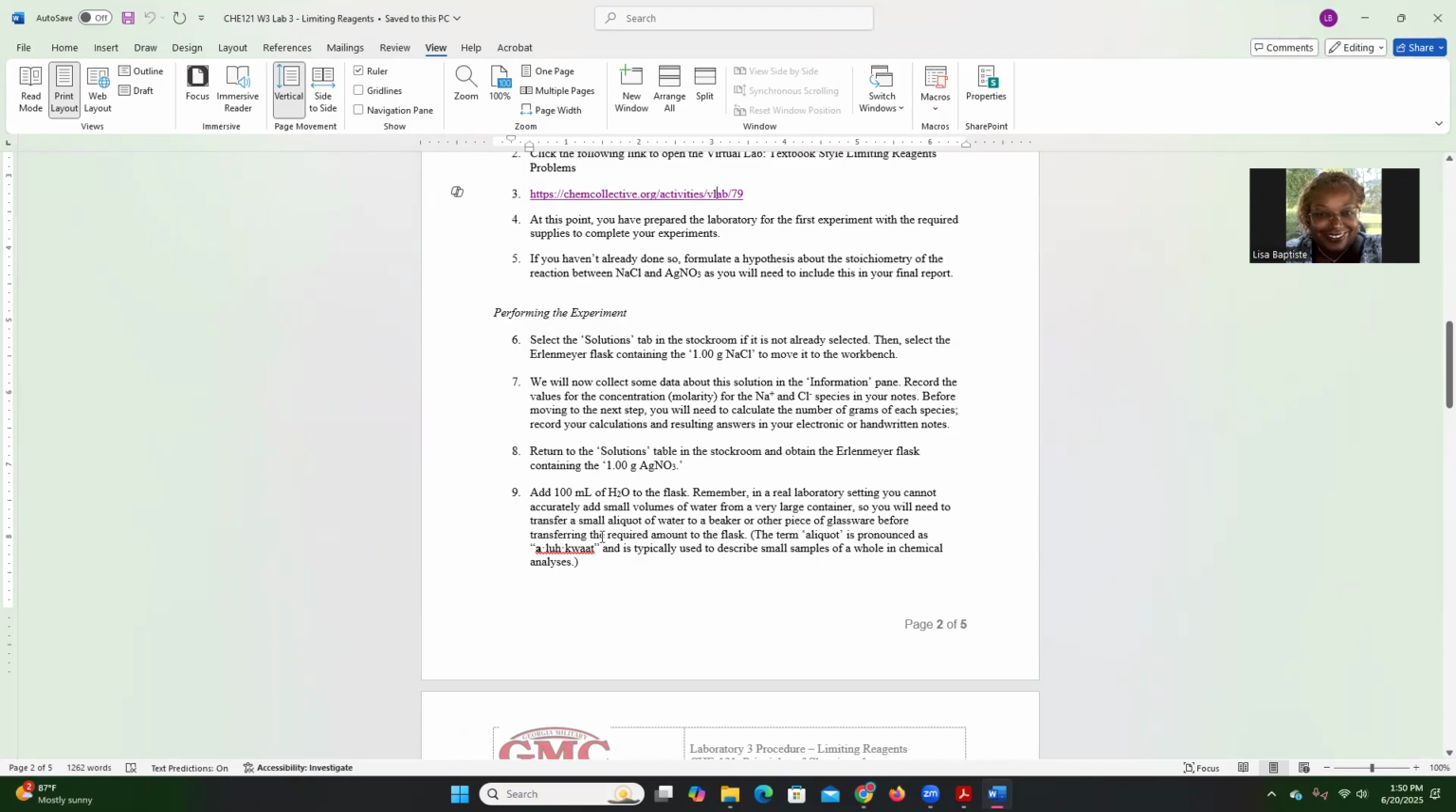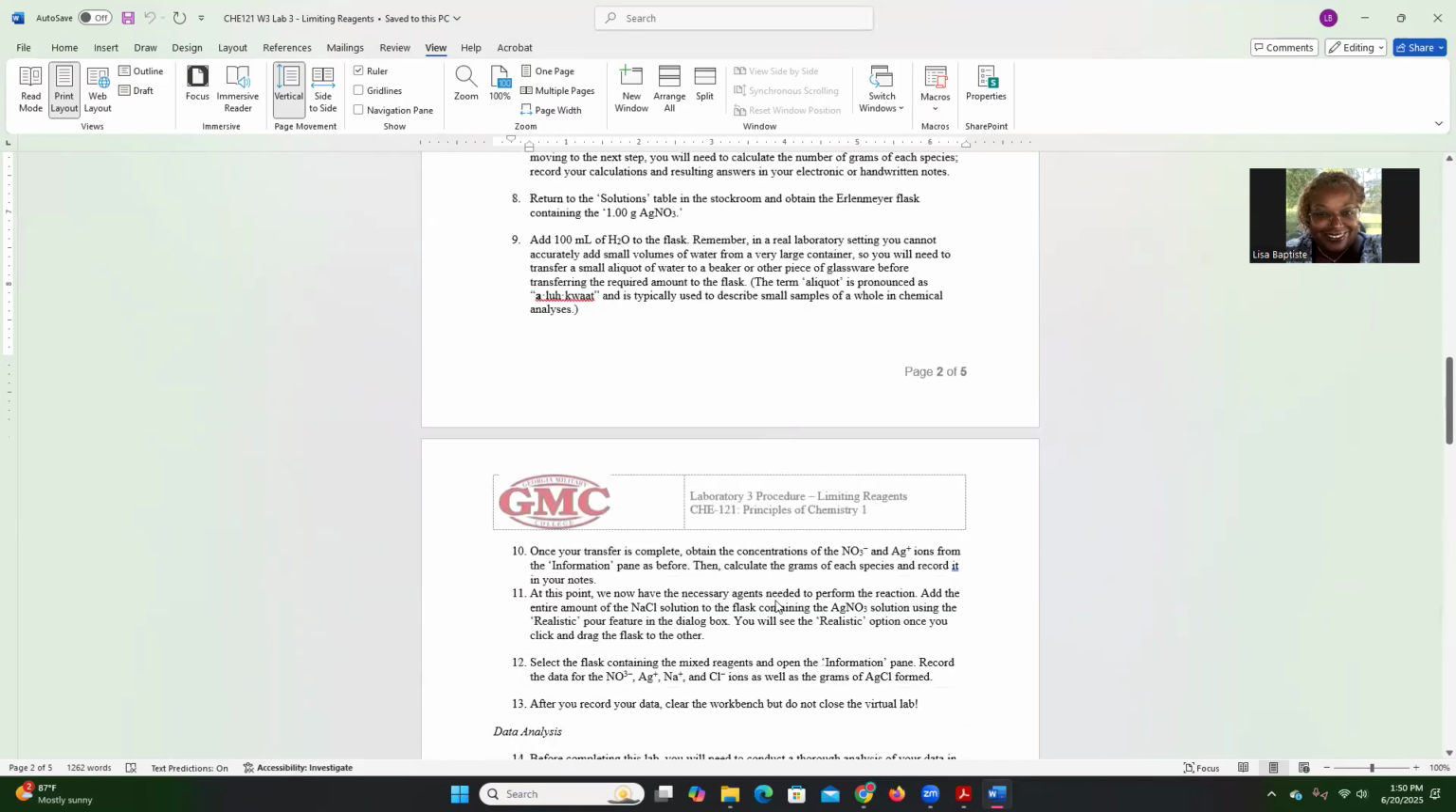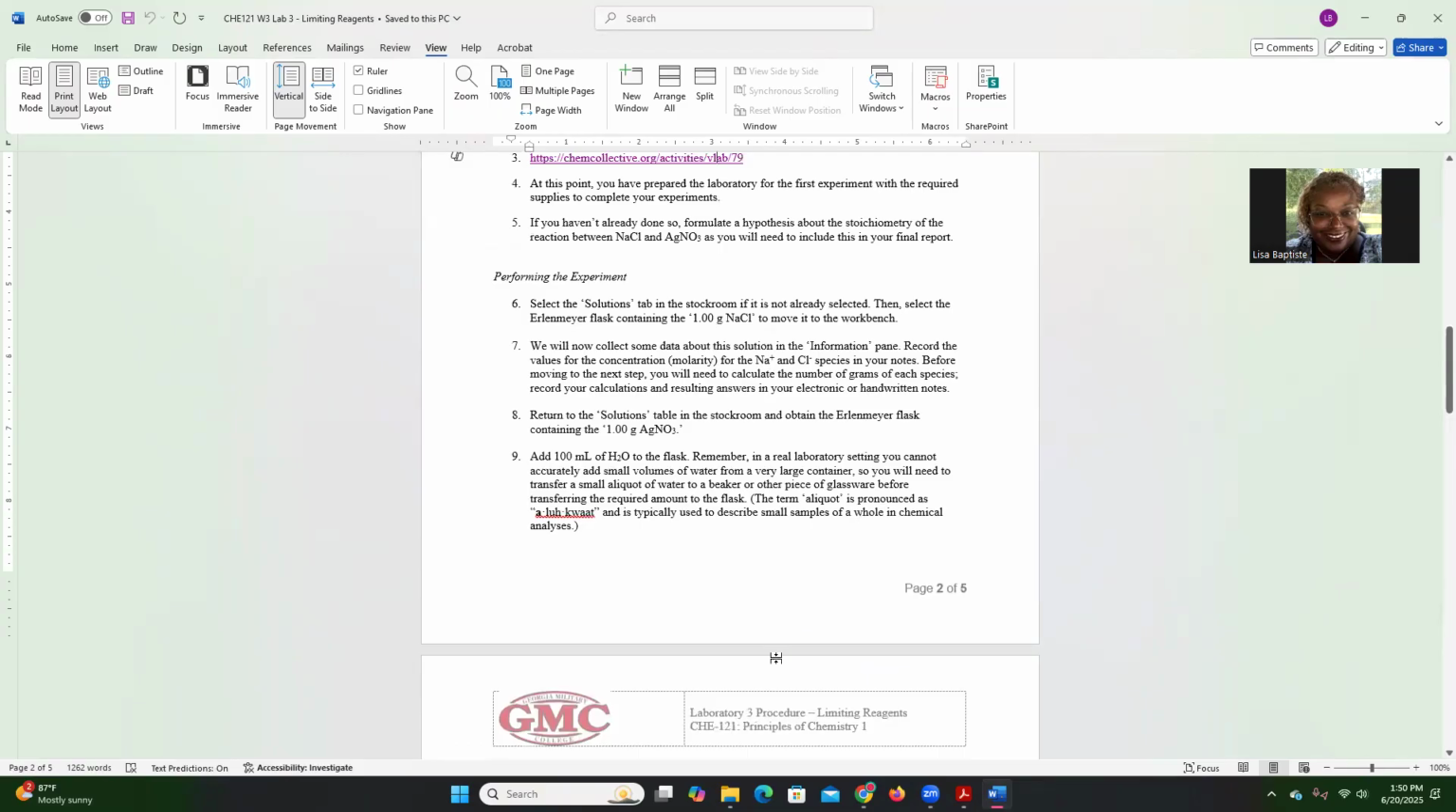So you will need to transfer a small aliquot of water to a beaker or other piece of glassware before transferring the required amount to the flask. The term aliquot is pronounced "aliquot" and is typically used to describe small samples of a whole in a chemical analysis. All right, so let's look at it so you see what all of that looks like.